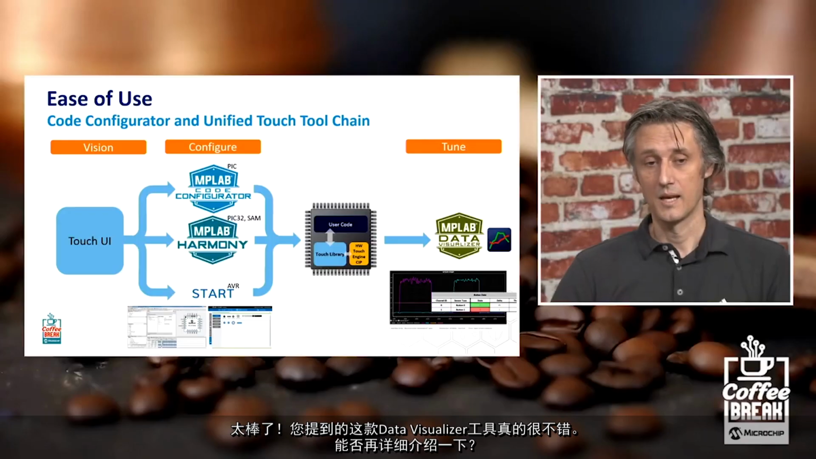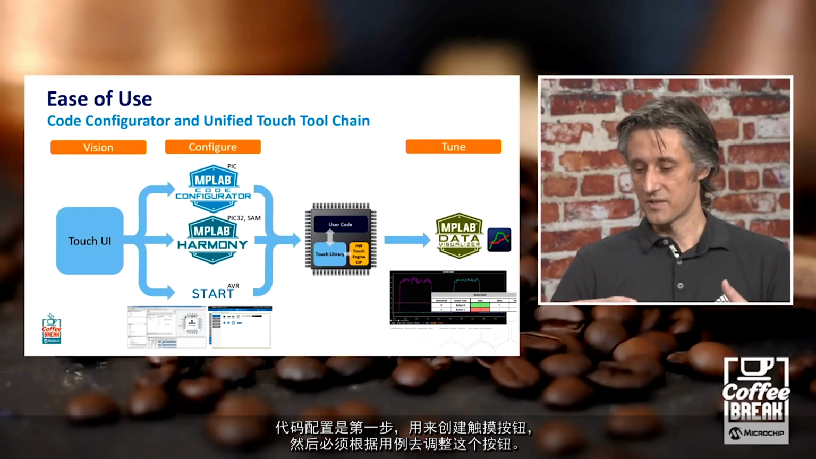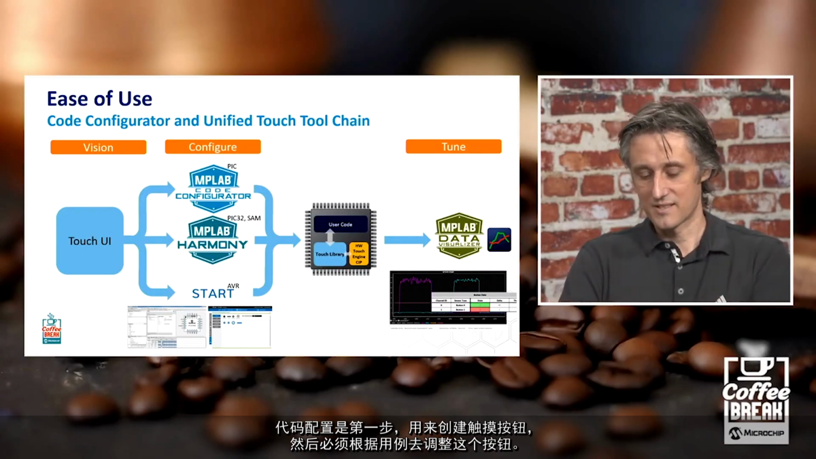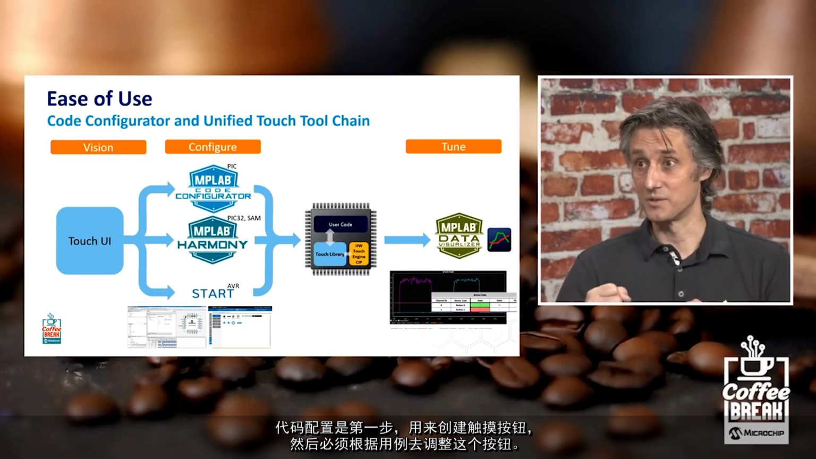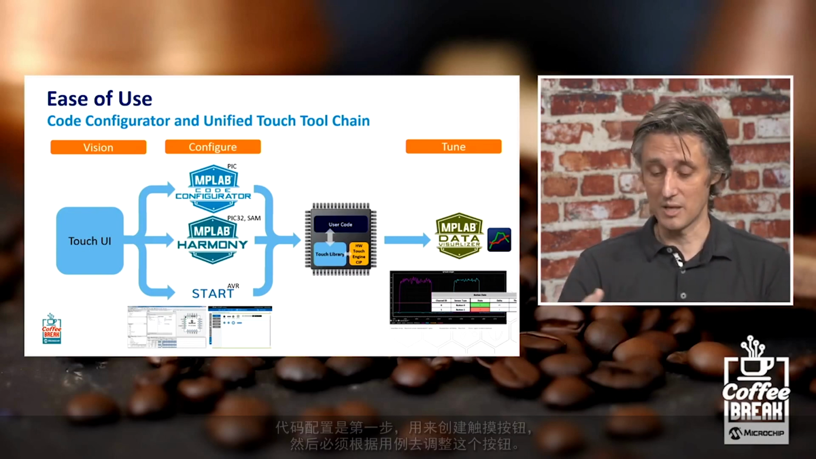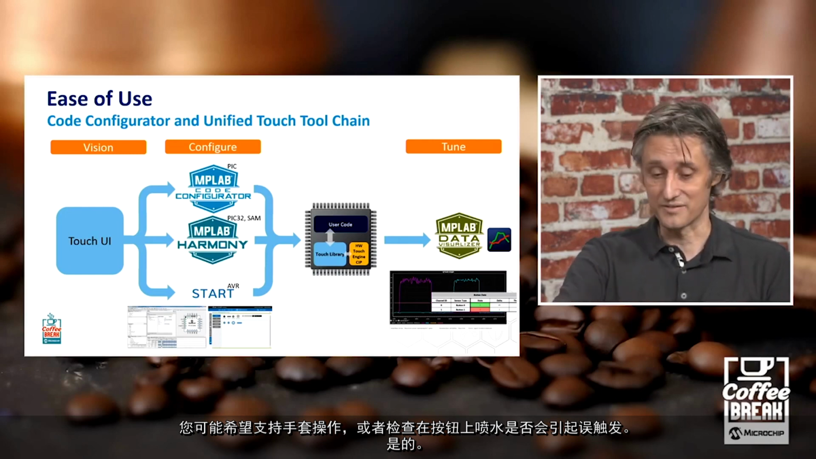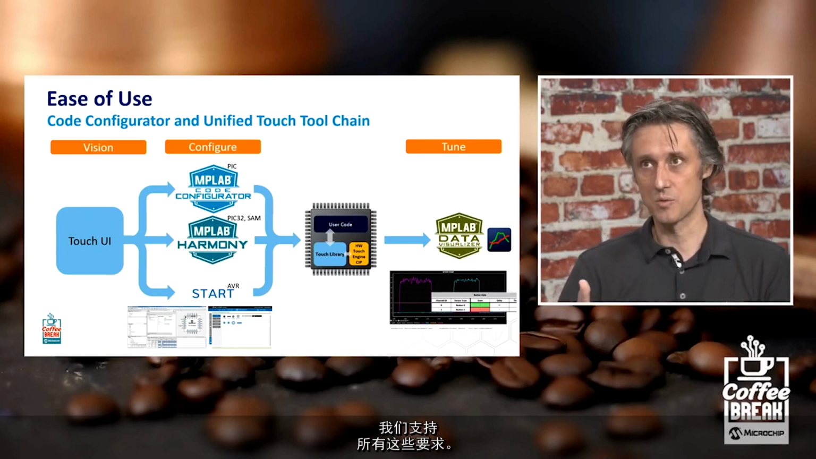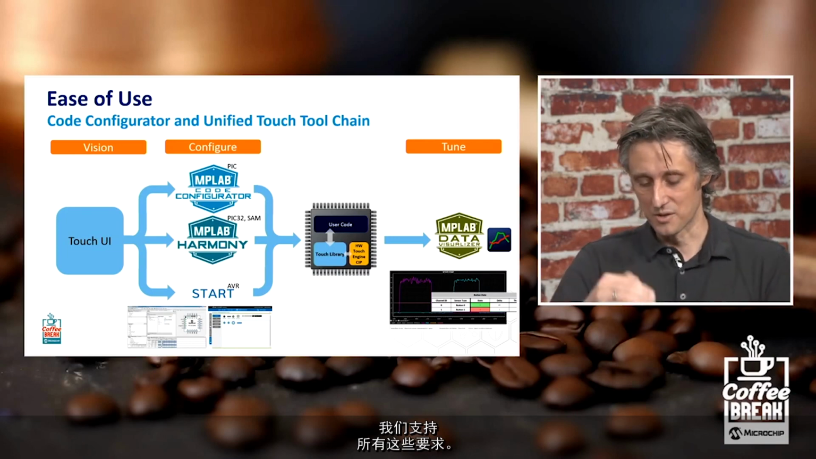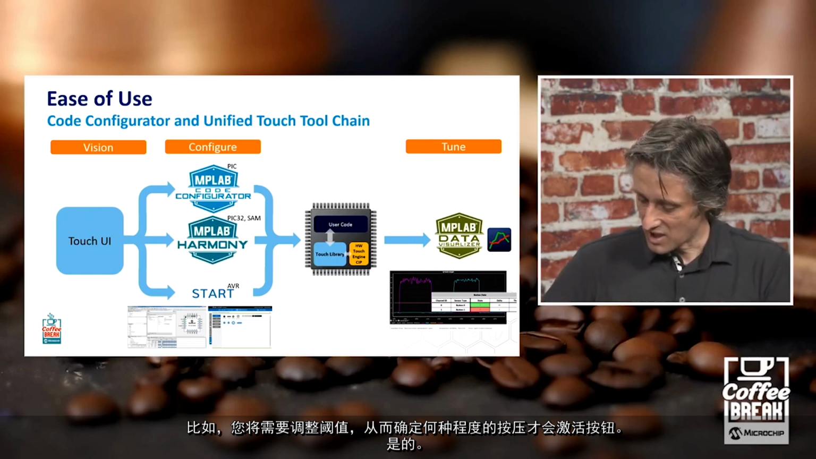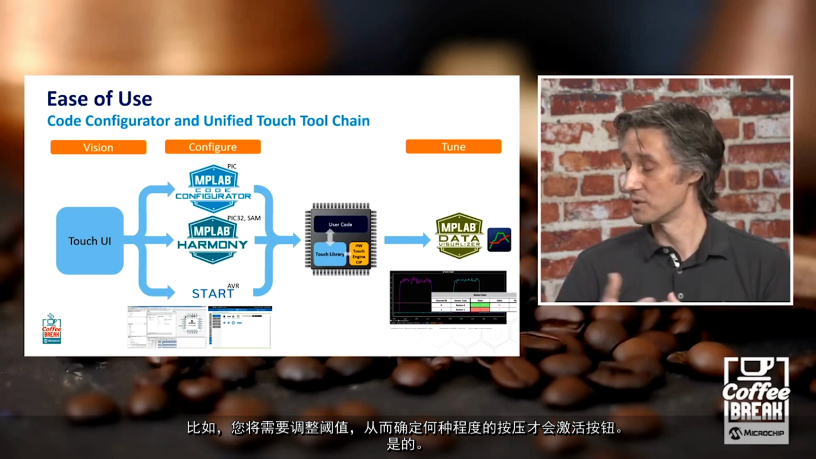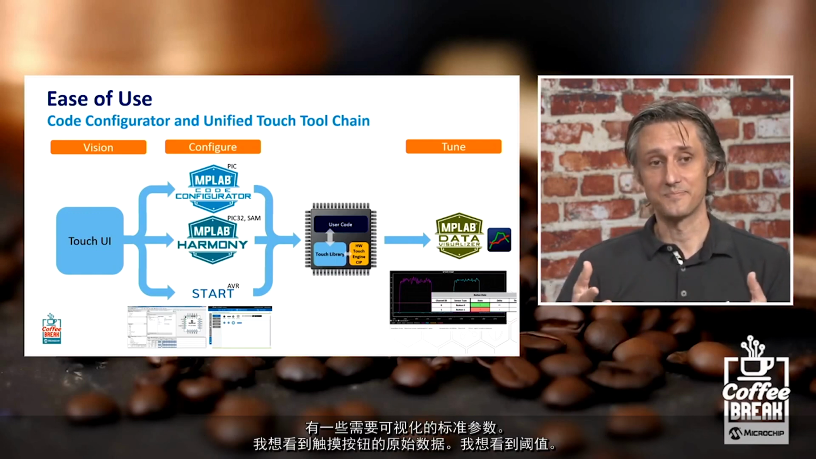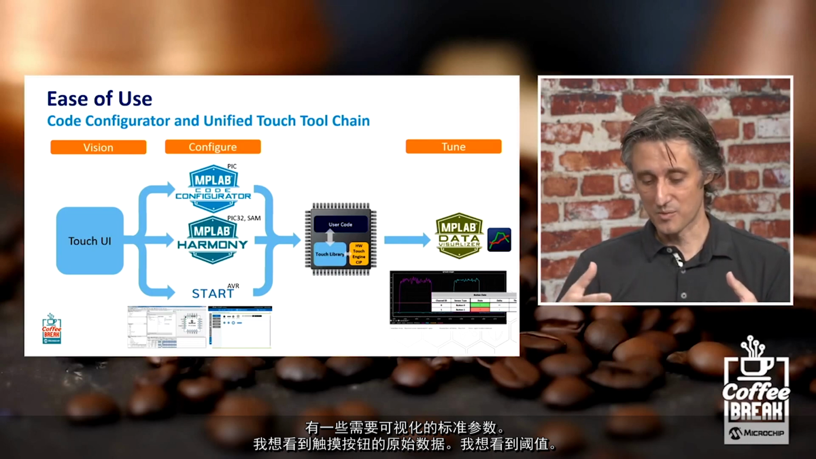And it's kind of an amazing thing. You threw up there the data visualization tool. Do you mind talking a little bit more about that? So code configuration is your first step. Then, let's say you have a touch button, and you have to tune that button for your use case. Maybe you want to support gloves, or you want to check that if you spray water on the button, it should not false trigger. These are all things we support. But you need, for instance, a threshold to define what type of press you want for your button to be activated. Right.